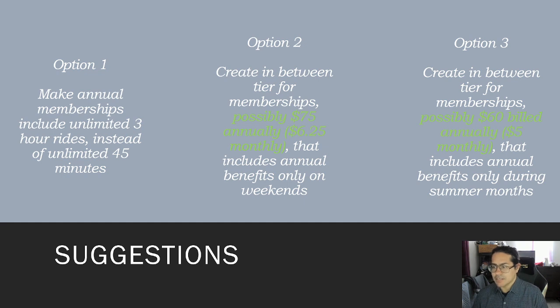The second option would be to have that tiered membership model. So instead of just having annual memberships, we can incorporate annual memberships as well as weekend benefits. What this would be is it wouldn't be the full $108 billed annually. Instead, it could be something maybe like $75 billed annually, which works out to about $6 a month.